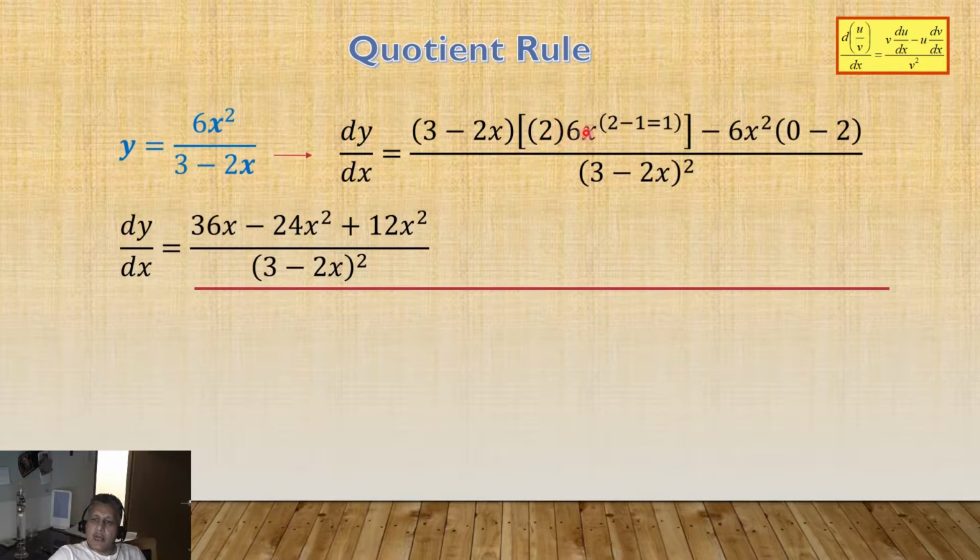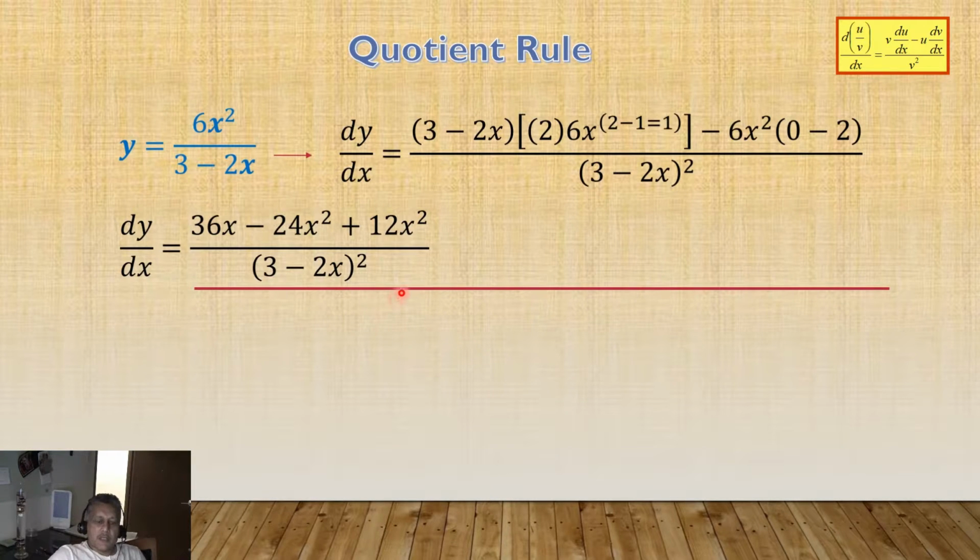Again, I have 12x right there. 12 times 3 is 36x. 12 times minus 2x will give you minus 24x squared, which is right there. Then I'm going to go to the other side of this. This times that will give you 0, and then a minus times a minus will give you a plus 12x squared. I'm going to carry the denominator of this as is.